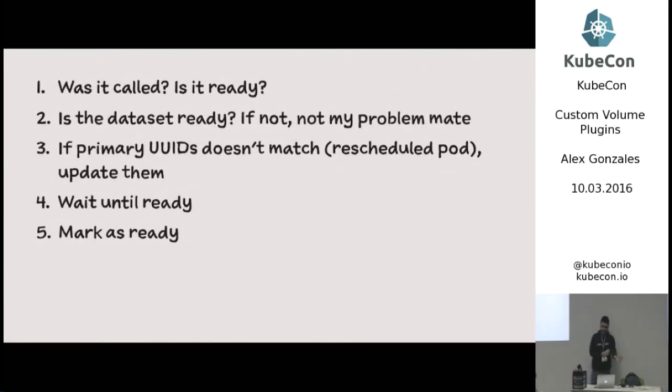So we see the same struct. Was it called already? Is it ready? And at the end, we are going to mark it as ready. So if the dataset is ready, good, I'm going to use it. If it's not ready, I don't really care. I will just raise an error and say, okay, this is a persistent volume, so please create the volume before you try to access it. This is an internal thing of Flocker. If the primary UIDs don't match, it means that it was a rescheduled pod, so it was in another place, and now it's coming here, and the Flocker agent mounted, but doesn't really match. So this is really internal Flocker stuff that you don't care about for doing plugins, and you wait until it's ready.